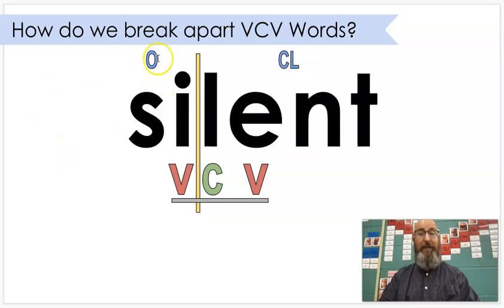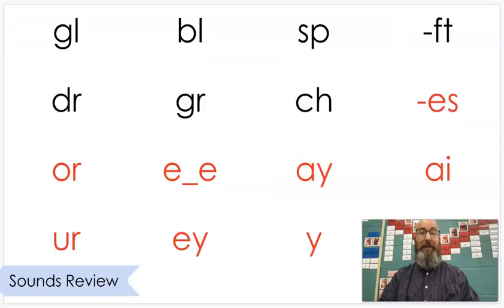Were you correct? This is open again. And why is it open? Because there's no consonant behind it. And why is this one closed? There's a consonant behind it. Very good. Let's go over some sounds we've learned already, and then we'll do our silent blending.